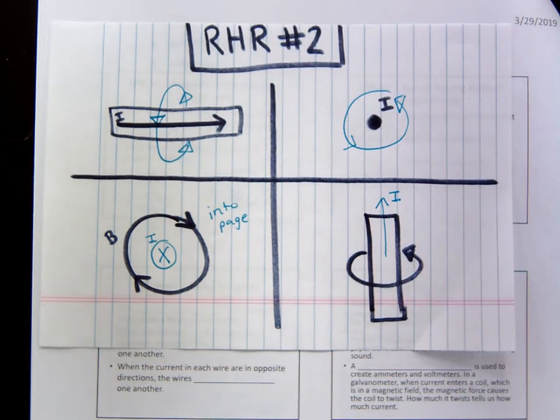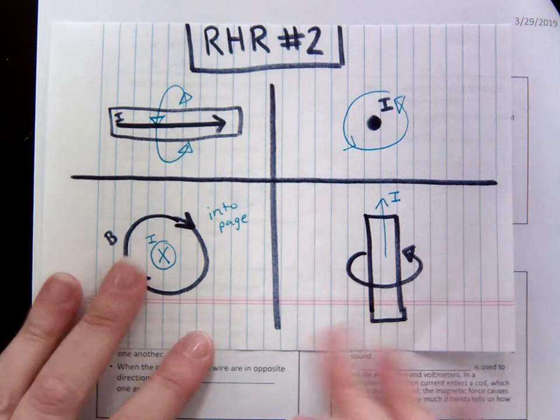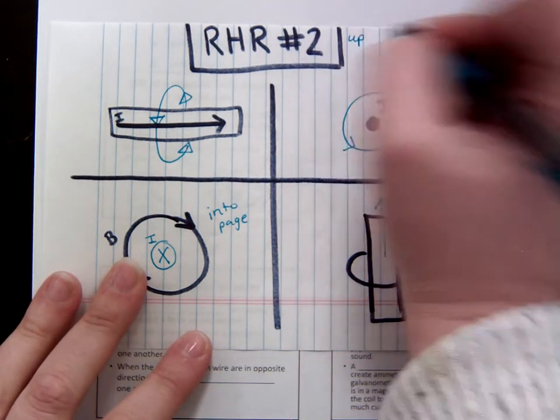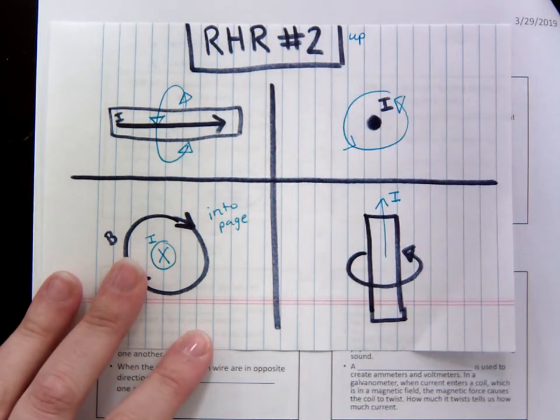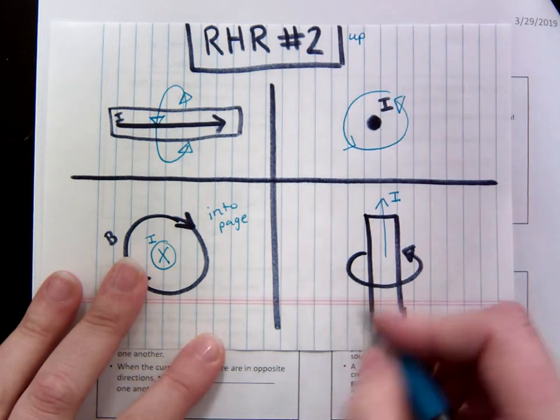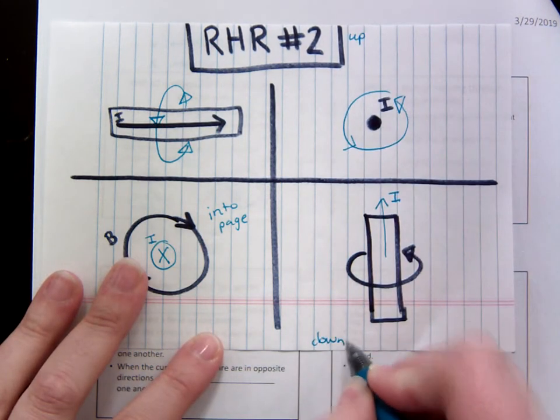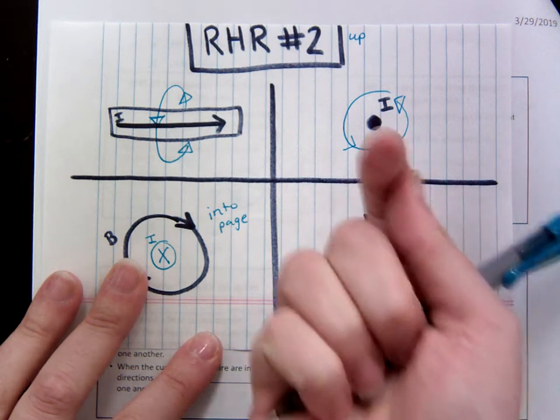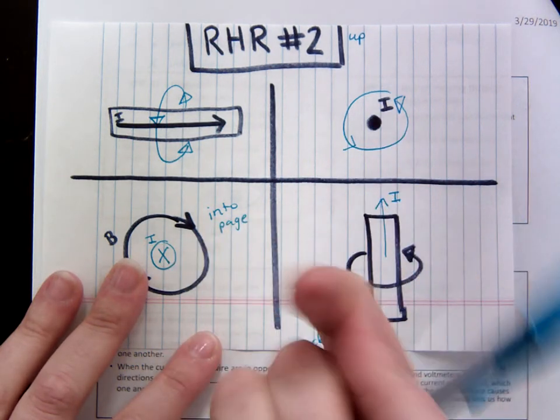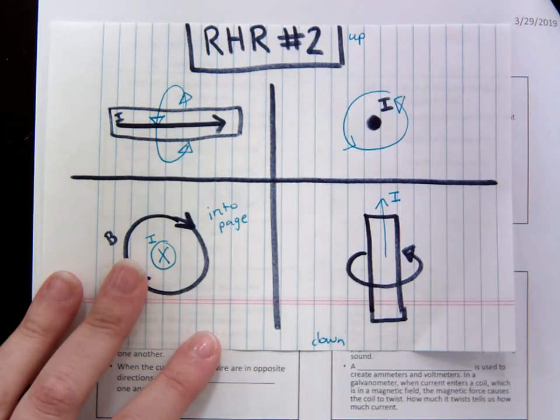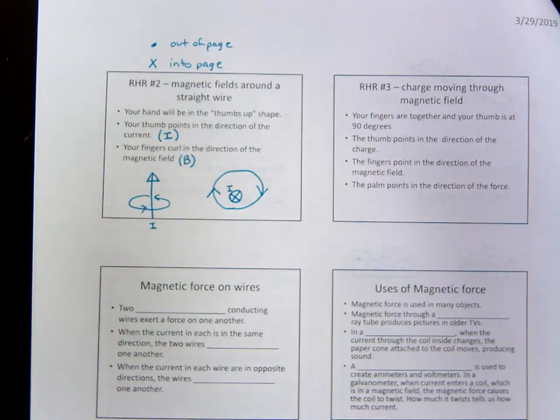Now one more thing. When you're doing problems like this and you're trying to describe what direction it's going, top of your paper is up, bottom of your paper is down. Okay? So if something's coming out of the paper at you, that's not up. Up is towards the top of your paper. Alright. One more right-hand rule.